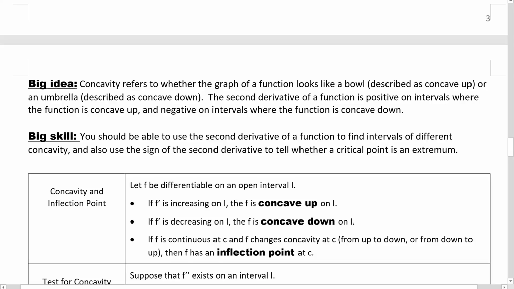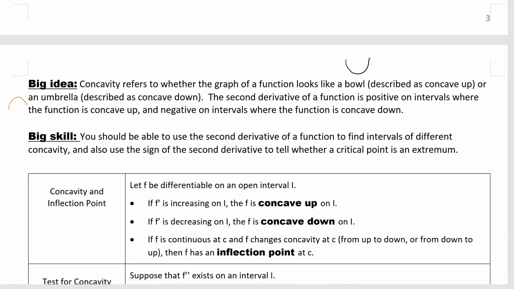And then how about the second derivative? What will the second derivative tell us? Big idea. Concavity refers to whether the graph of a function looks like a bowl, like that, described as concave up, or an umbrella. This is an umbrella, described as concave down. The second derivative of a function is positive on the interval where the function is concave up, and the second derivative is negative on the interval where the function is concave down.